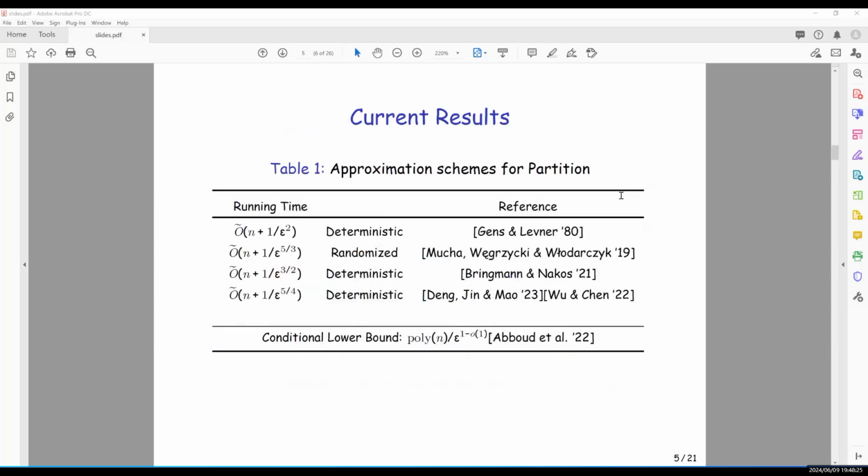In this table, we simply summarize the upper and lower bounds on the running time of PTASes for partition. As we can see, the classic algorithm dates back to the 1980s, and yet the problem is still not closed. So it's time to close it. Exactly. In this paper, we close the gap by presenting a randomized near-linear time algorithm. It is worth mentioning that in terms of deterministic algorithms, the best known result is still n plus 1 over epsilon to the power of 5 over 4, by Deng et al. and Wu and Chen independently.